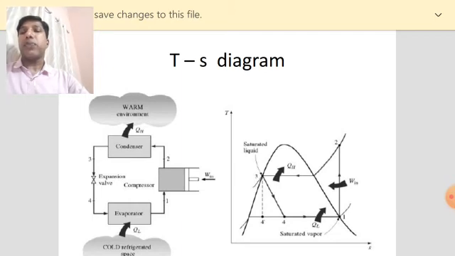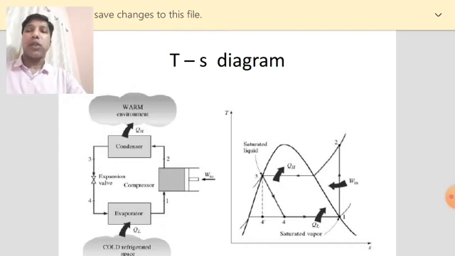Now after expansion, the lower temperature, lower pressure liquid passes through the evaporator coil, and then it absorbs the heat from the space to be cooled and gets vaporized to state 1, that is 1 is a saturated condition. So you can see 4-1 is the evaporation process of the refrigerant.